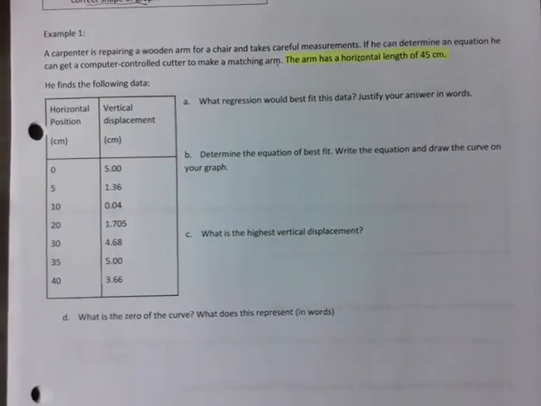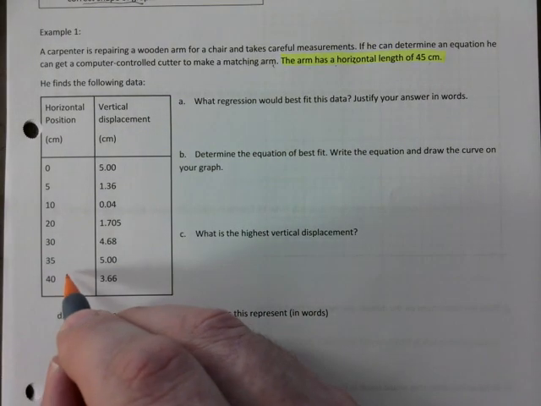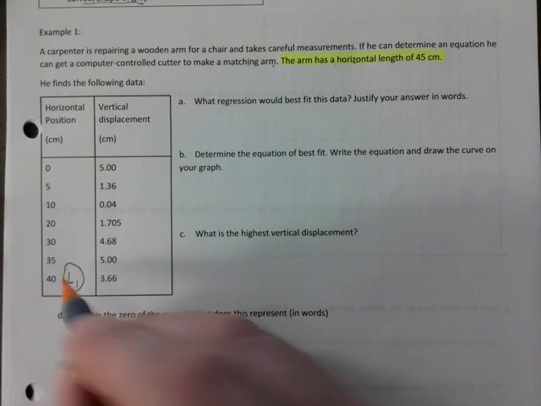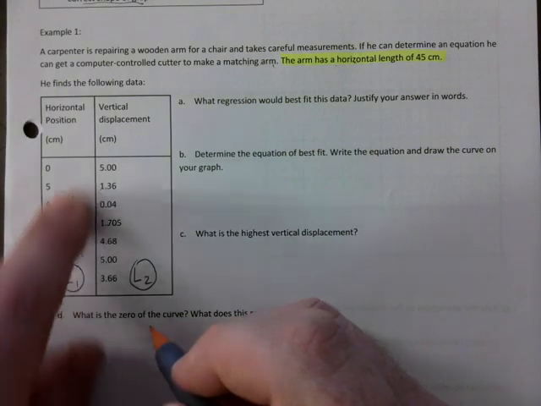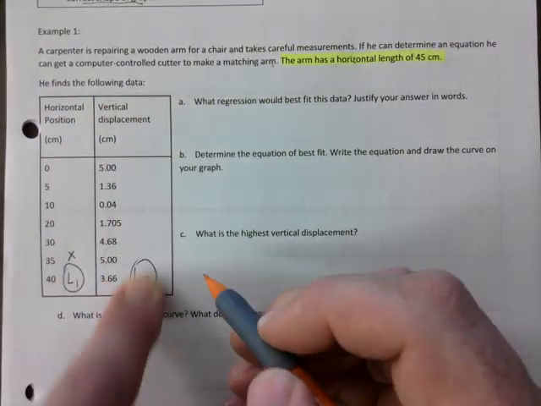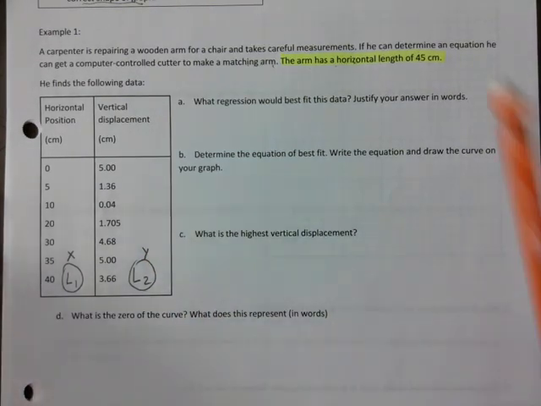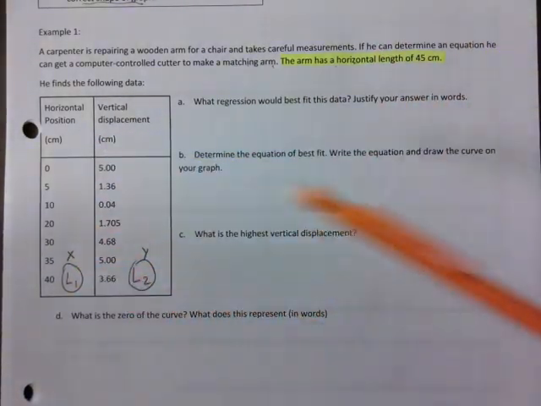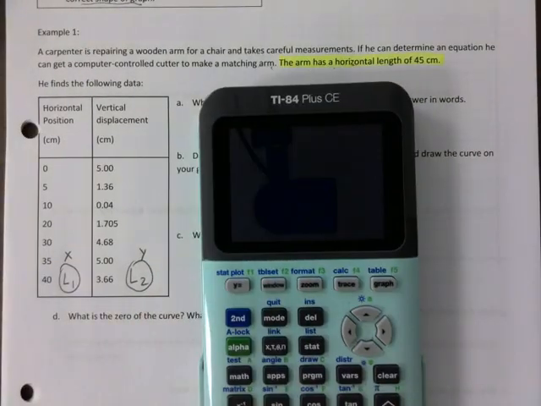Here's your data. As soon as you see a table, you should be thinking regressions, regressions. So we're going to put this into L1 and this into L2, and they're never going to trick you. Whatever goes into L1 is your X variable. Whatever goes into L2 is your Y variable. Let's enter this information into our calculator, shall we?